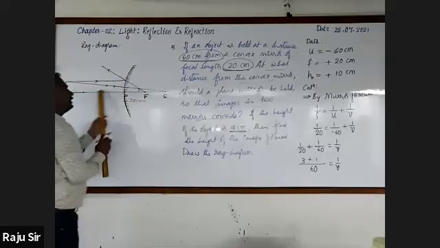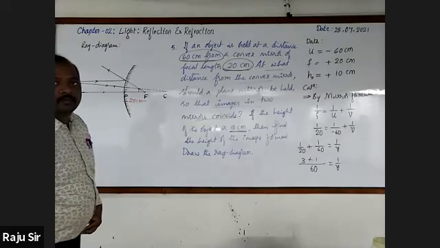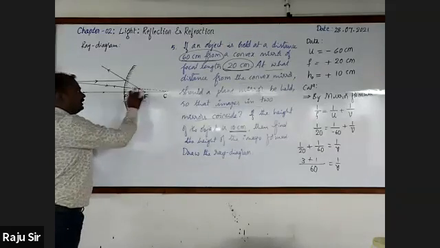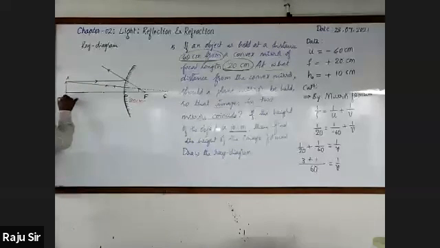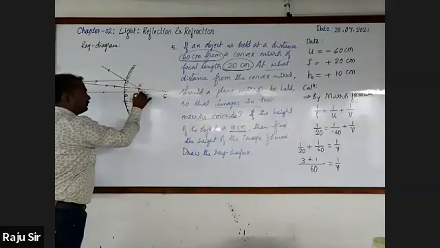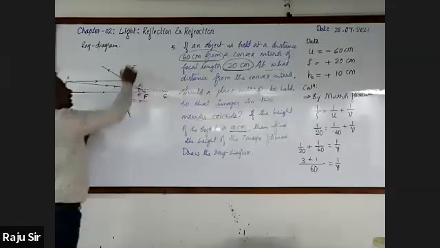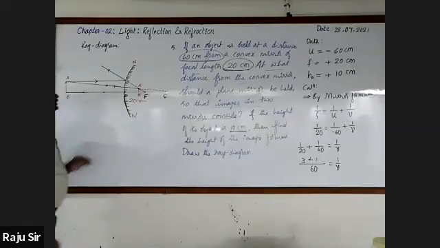So from that intersecting point, draw a perpendicular. This is the image. So now name the object as AB, the image as A dash, B dash, and this convex mirror as N dash.